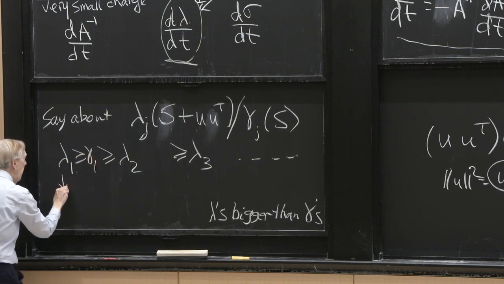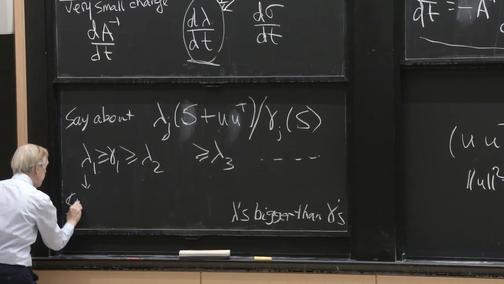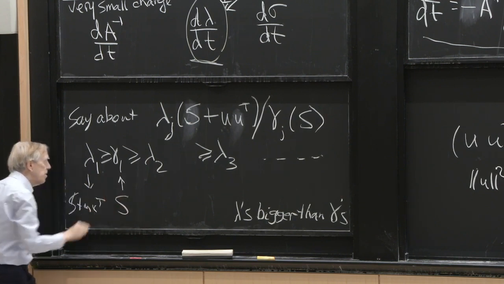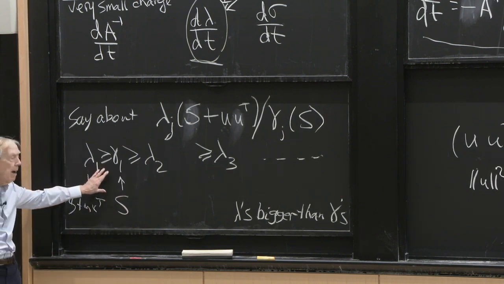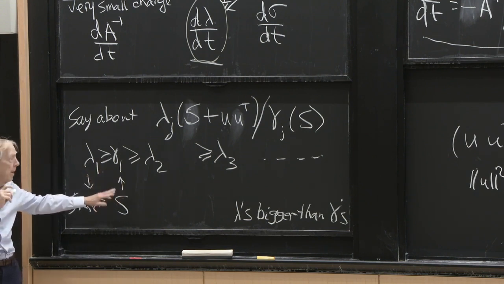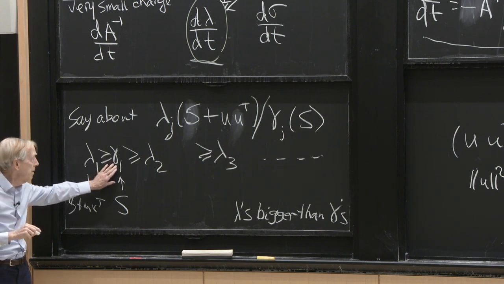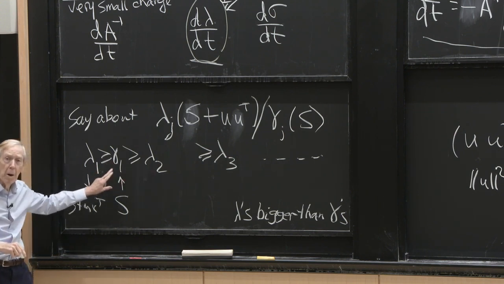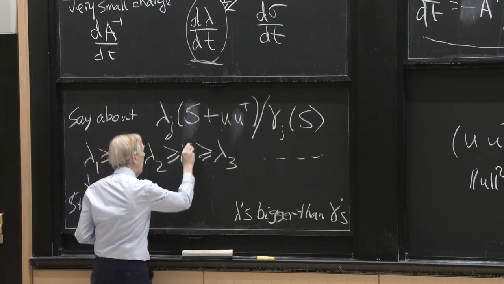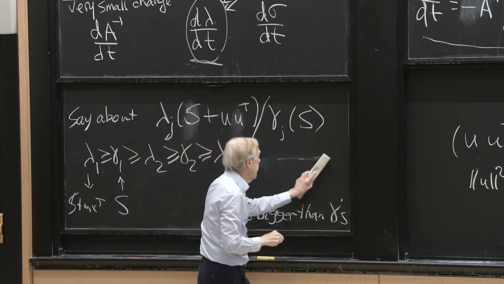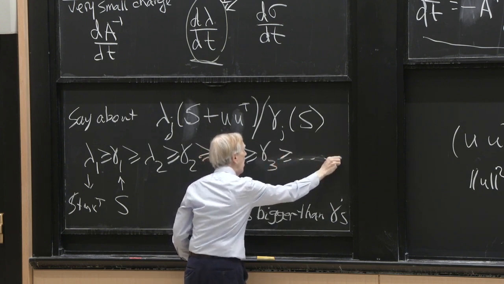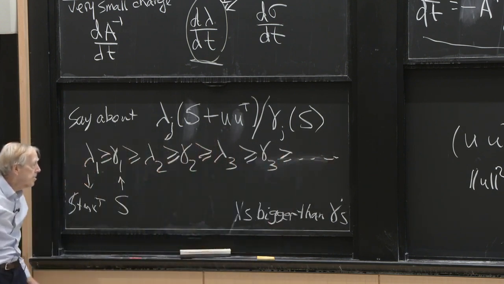So this is the S plus UU transpose matrix. And these are the eigenvalues of the S matrix. Lambda 1 is bigger than gamma 1, but look what's happening in this line of text here. I'm saying that lambda 2 is smaller than gamma 1. Isn't that neat? The eigenvalues go up, but they don't just go anywhere. And that's called interlacing.